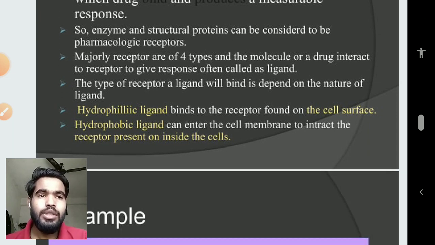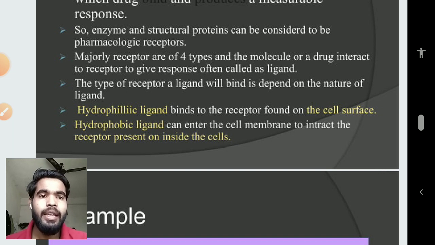Hydrophilic ligands bind to the receptors found on the cell surface. Hydrophilic ligands are those that bind to receptors present on the cell surface, because hydrophilic substances cannot cross the plasma membrane, given that the plasma membrane is a phospholipid bilayer. It is lipoproteinaceous in nature, so hydrophilic substances cannot cross the plasma membrane.